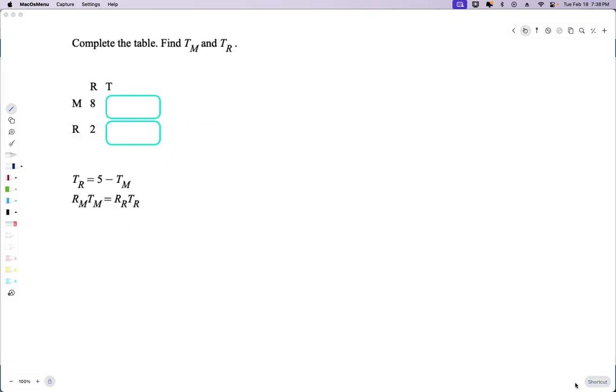Let's look at one more. All right, so we've got another one, complete the table. We got to find TM and TR. That's where our blanks are. So again, we have two equal distances. So let's just put those in over here. We have RM times TM is equal to RR times TR, right? So RM times TM is equal to RR times TR. So RM is equal to 8, and RR is equal to 2.